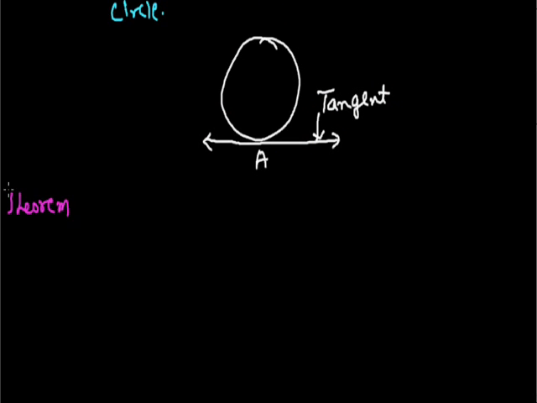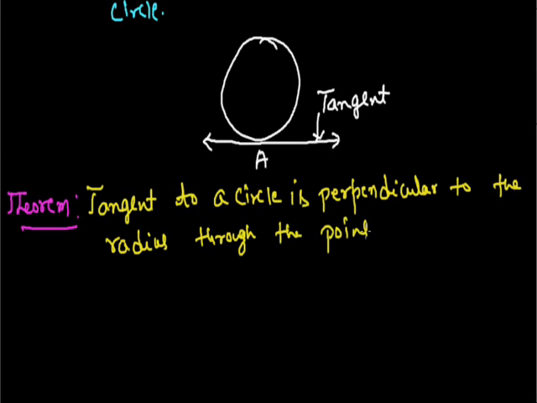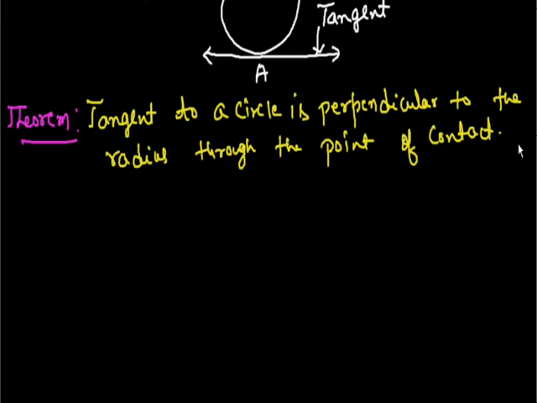First theorem, tangent to a circle is perpendicular to the radius through the point of contact. This is the statement of this theorem, like this.